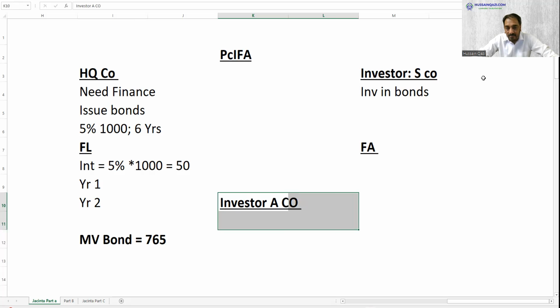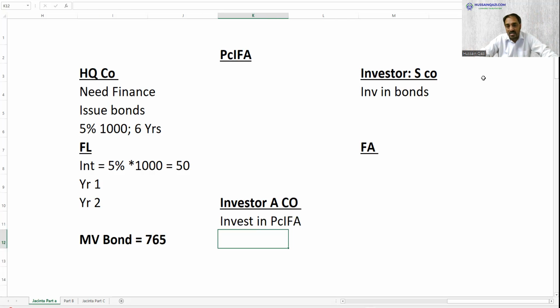Now, A company has invested in these particular bonds. Investment in a purchased credit impaired financial asset means a financial asset whose credit has been impaired, meaning the ability to pay interest or redemption has already deteriorated, and it was invested in with the amount of 765.